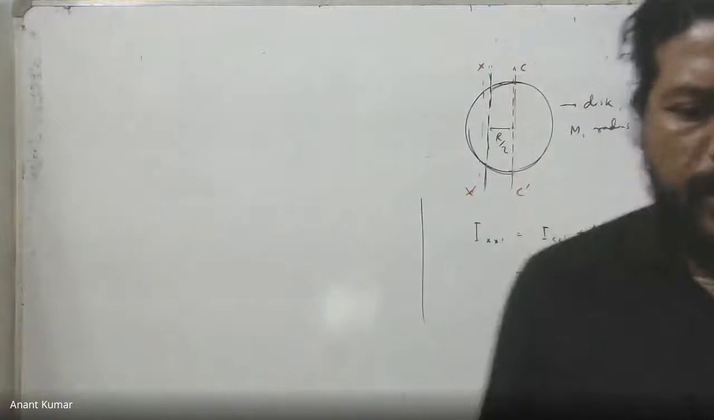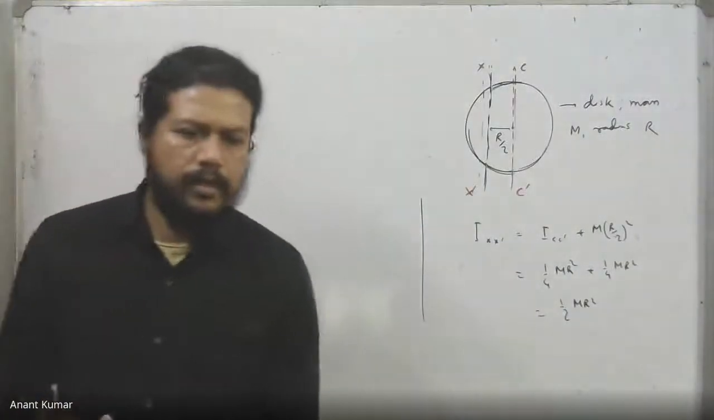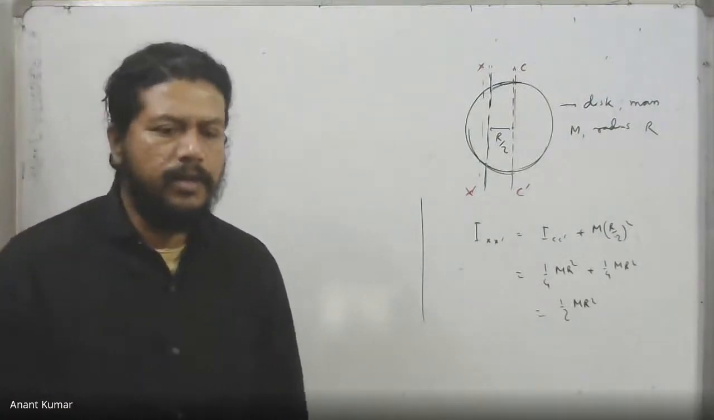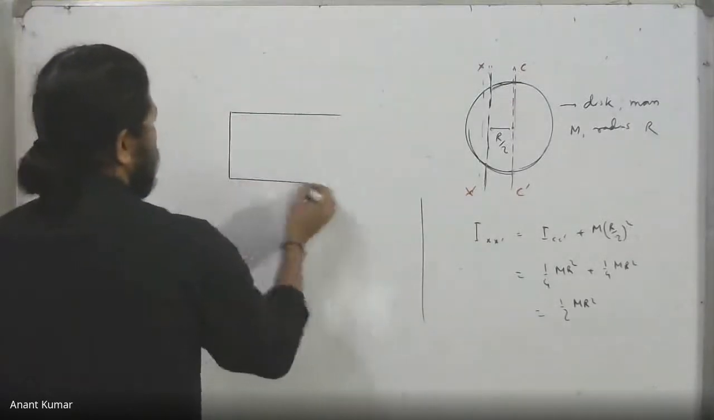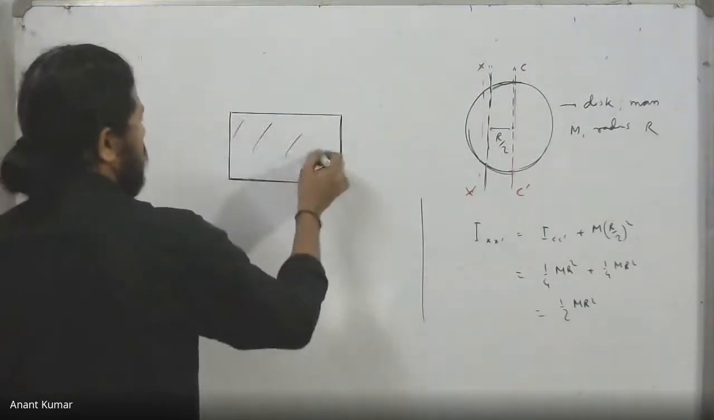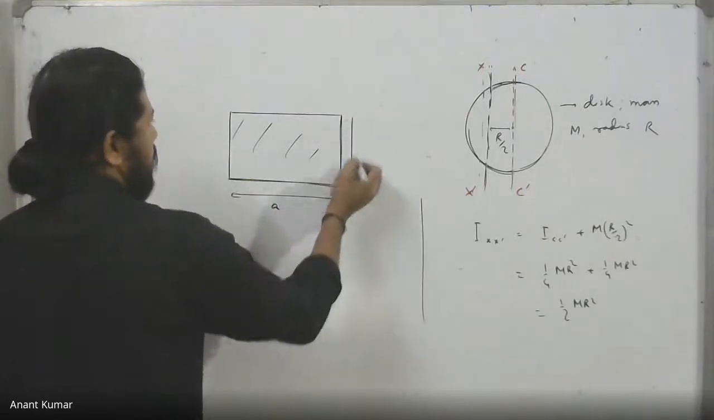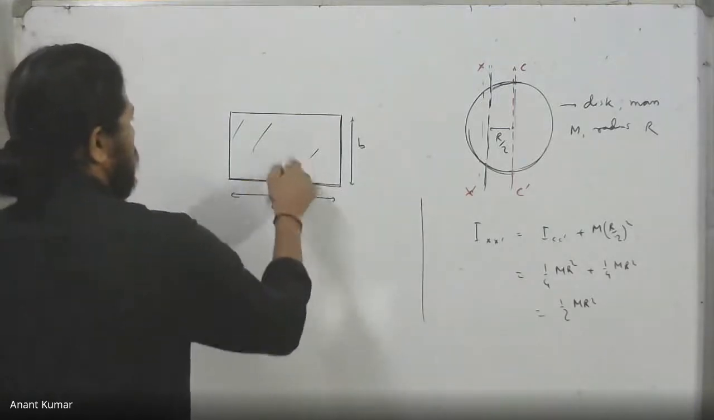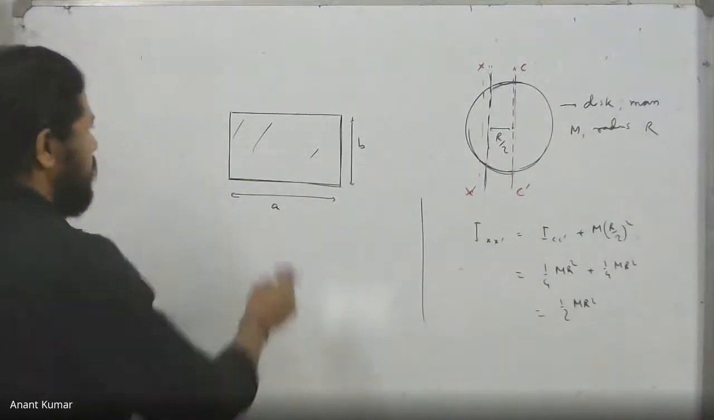The moment of inertia is additive actually. It implies that we can do pretty much the same if we have to subtract as well. For example, if I take a rectangle plate, this one is A, that is B, and we remove a circular disc from the center, for example.